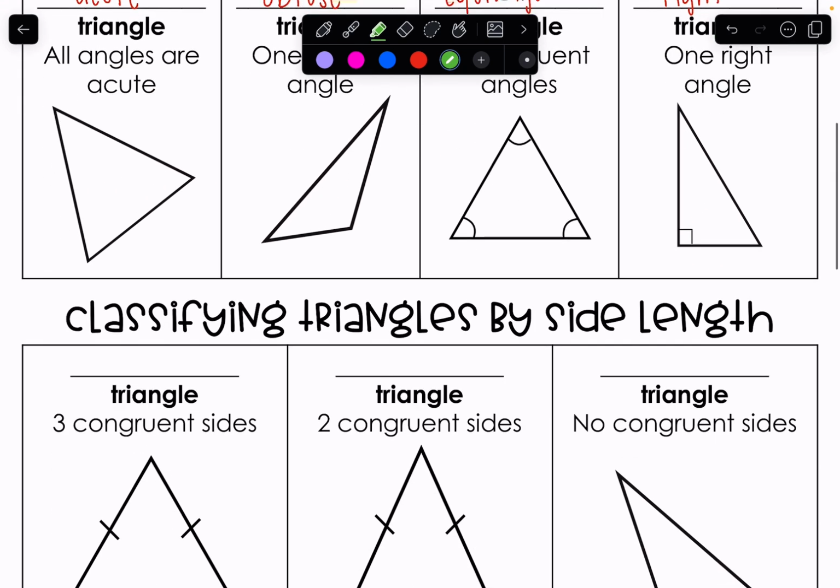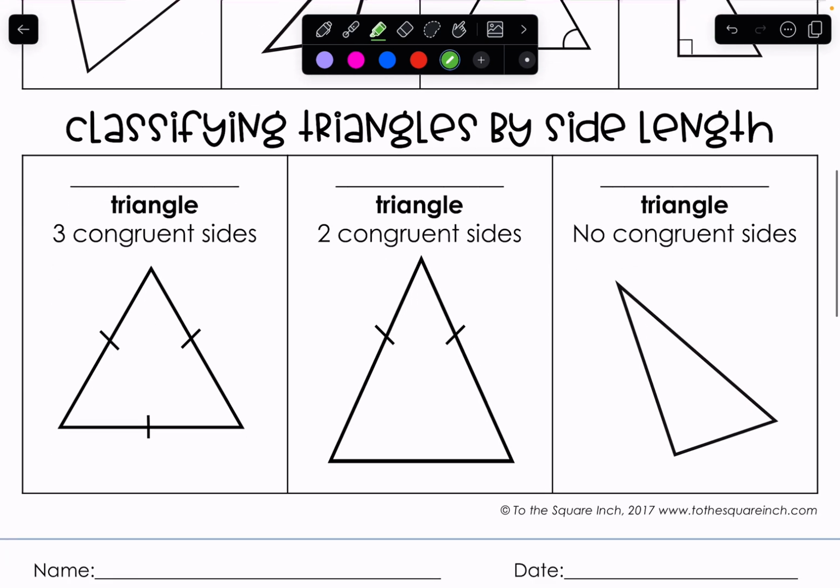We can also classify a triangle by their side length, and we have three types of these. So when there's three congruent sides, it's called an equilateral triangle. Okay, so notice that each tick, there's one tick on each of them, meaning that all three of those sides are exactly the same. They're congruent.